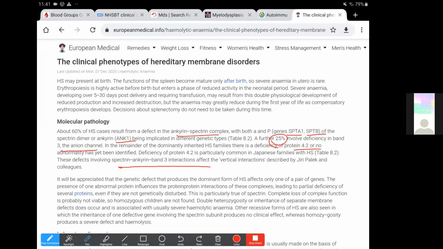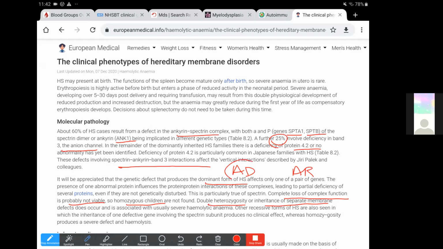So it is appreciated that the genetic defect is a dominant form of hereditary spherocytosis. In this case, the complete loss of the complex function is probably not viable. So homozygous children are not found. So they could be either the autosomal dominant form or the autosomal recessive form. In this case, compound heterozygotes are the only form. Those homozygous children may not be born, this is not compatible with life. So double heterozygosity or inheritance of separate membrane defects does occur and is usually associated with severe hemolytic anemia.